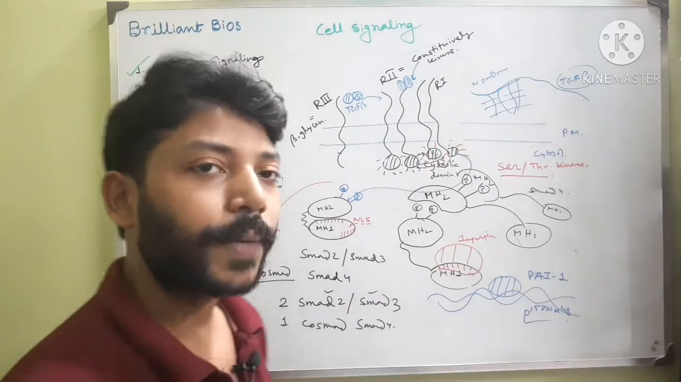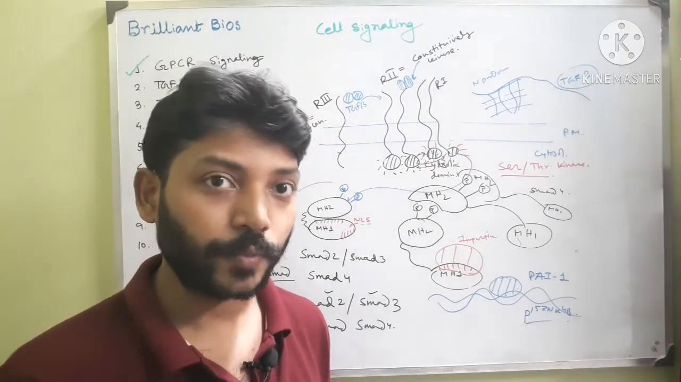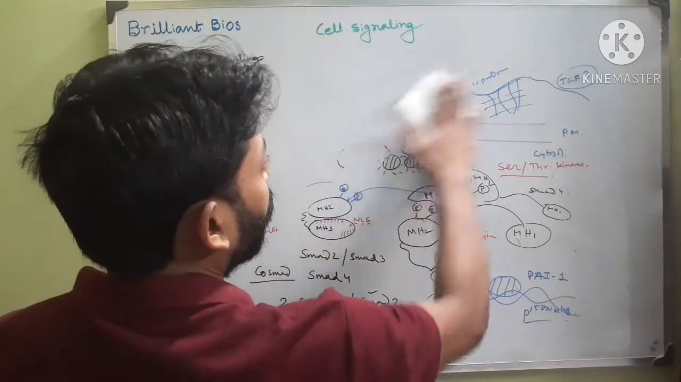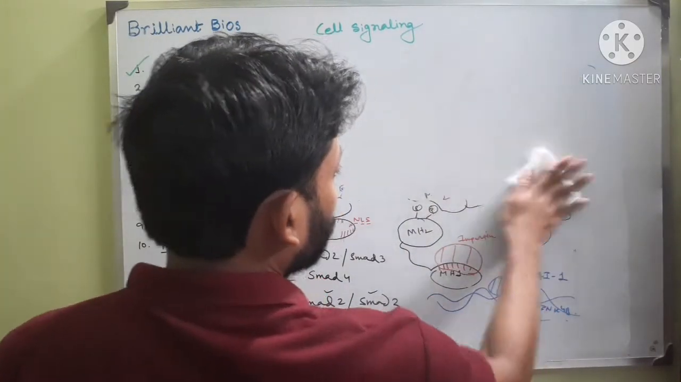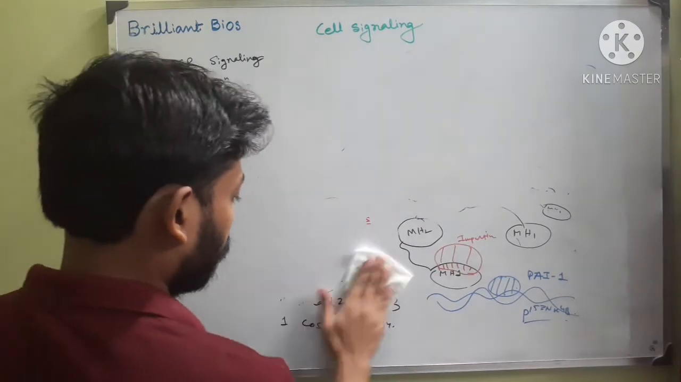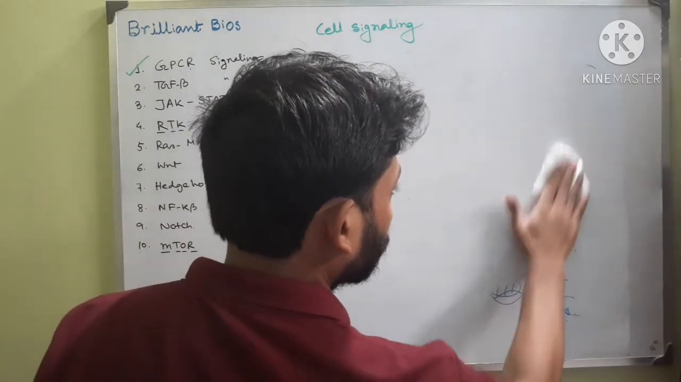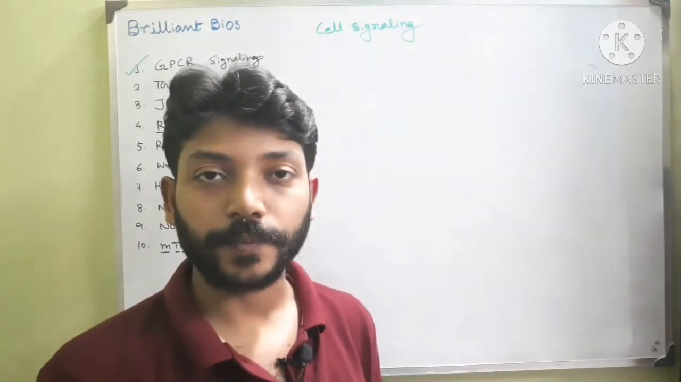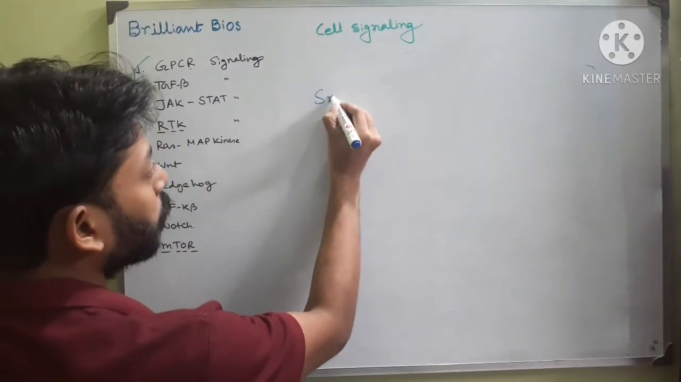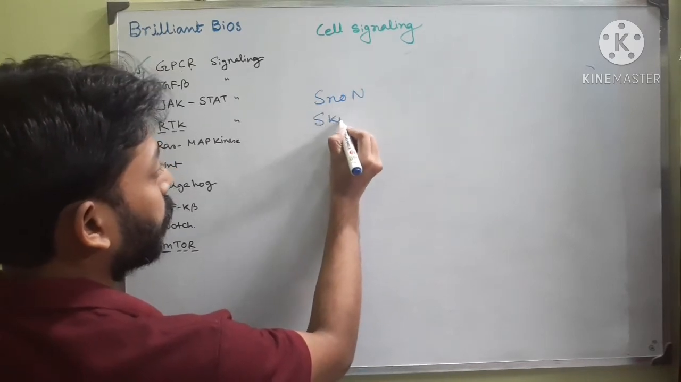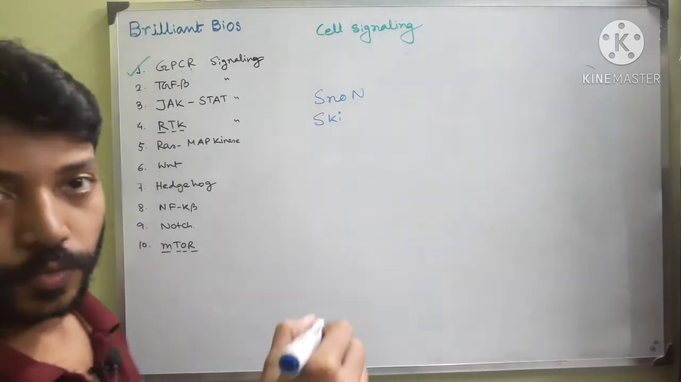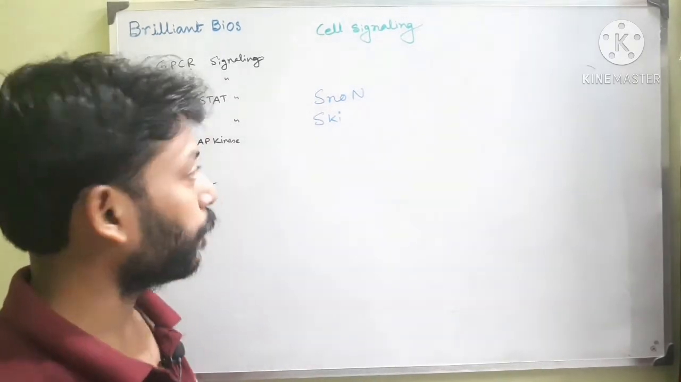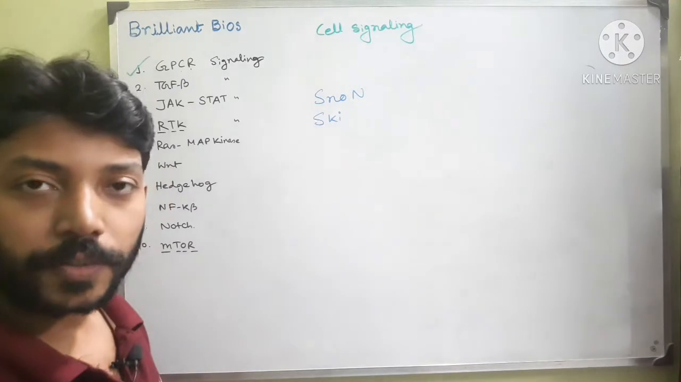Now I will show you how this pathway is negatively regulated, because there should be some negative regulation. This is called a negative feedback loop. So in this pathway also there is a negative feedback loop. The negative feedback loop is performed by 2 proteins. One is called SnoN, another protein is called SKI. SKI means Sloan Kettering Institute, a very famous cancer research institute in New York. So SKI and SnoN can inhibit this pathway.